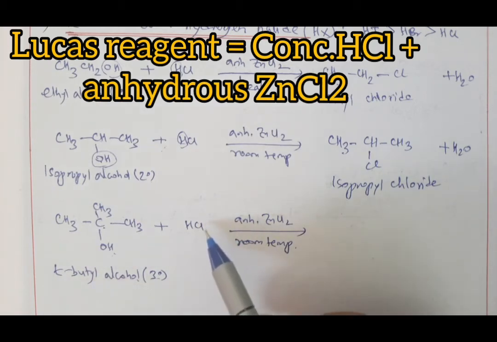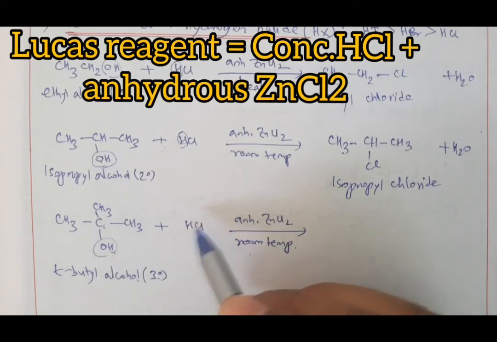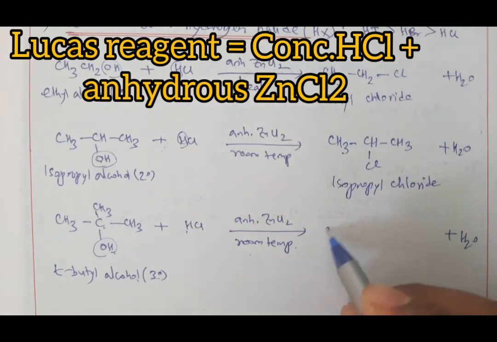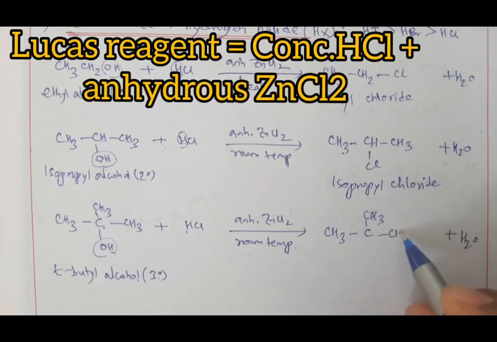Now again, when you add Lucas reagent, conc. sulfuric acid and anhydrous zinc chloride at room temperature, this OH will go with this H to form water. Now what is left in tertiary alcohol? CH3, CH3, CH3 dash. Now in place of this OH, from here Cl will come, whereby we get T-butyl chloride.